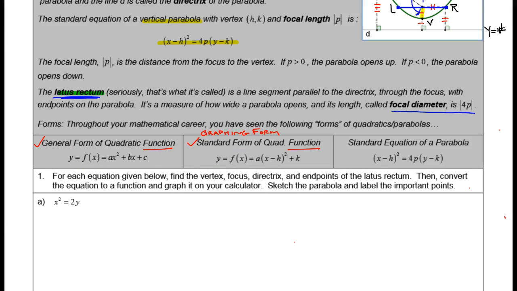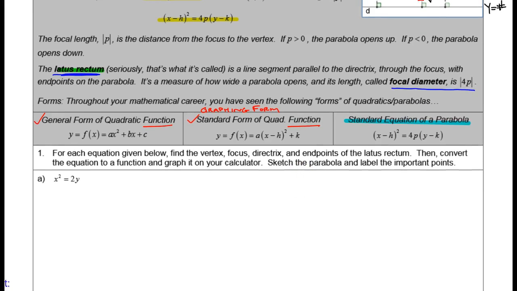Then we got this guy over here that's called the standard equation of a parabola. And I want you to look at that and see if you can figure out why it's not considered a function. Okay, there's a reason why this one's called an equation and not a function. And we're going to be working with both equations and functions throughout this lesson, so it's important for you to recognize the difference. If you don't know why this version is not a function, send me an email and I'll help you out. Okay, let's jump right in here and do some examples.